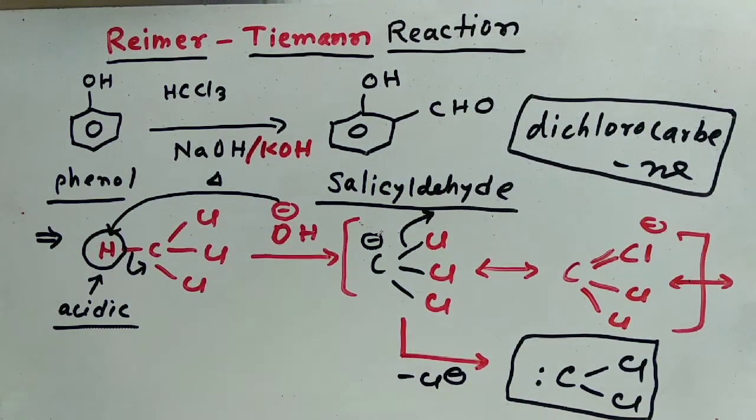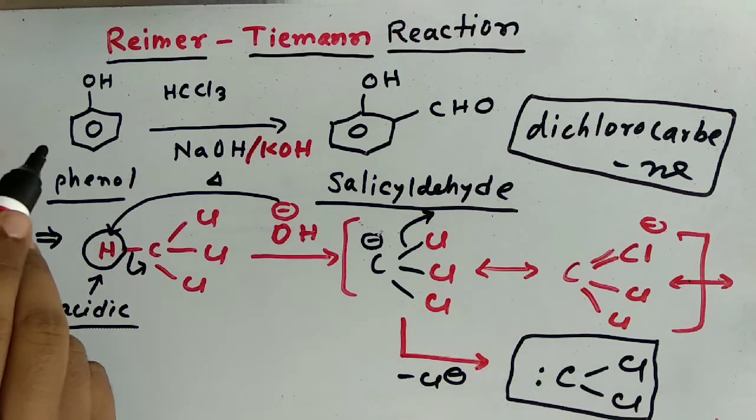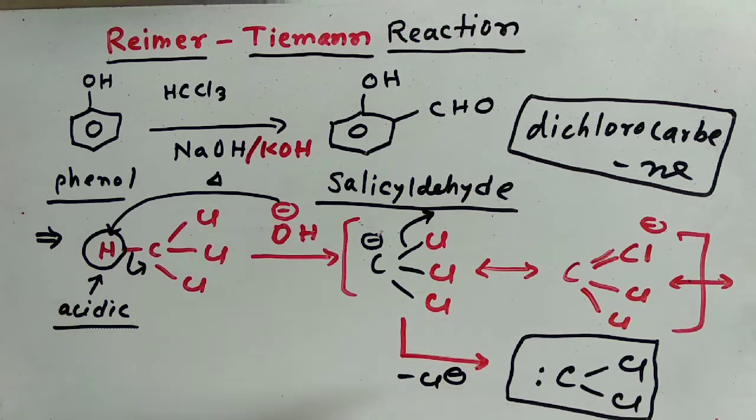Dichlorocarbene. So it's a carbene, that's the intermediate. After generating this intermediate, phenol will react with this intermediate, and then finally we will get the product. So how will phenol react with this intermediate? Let's see.